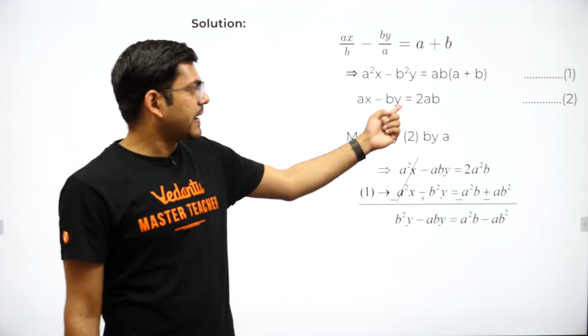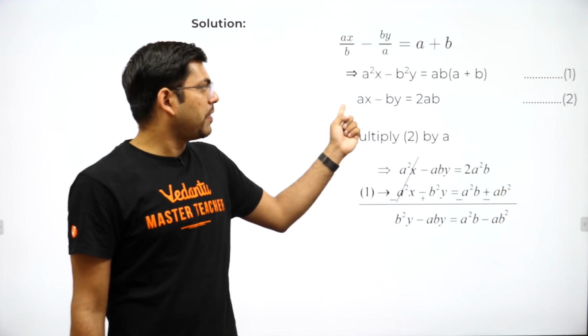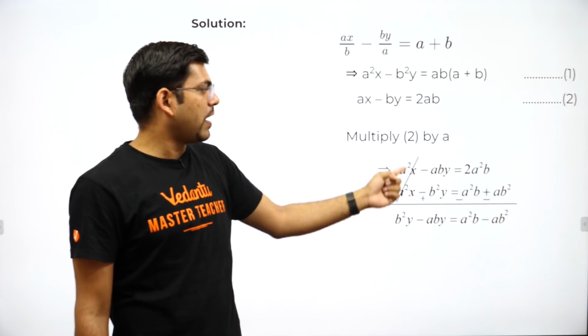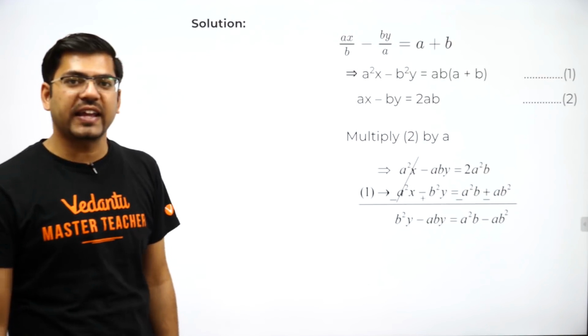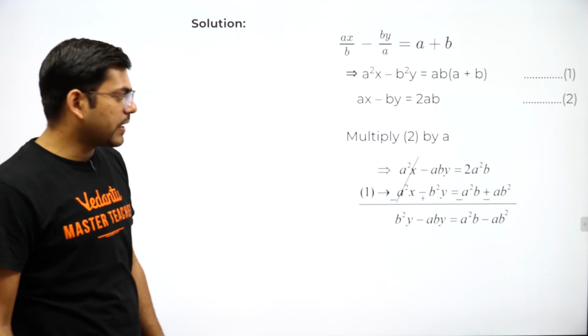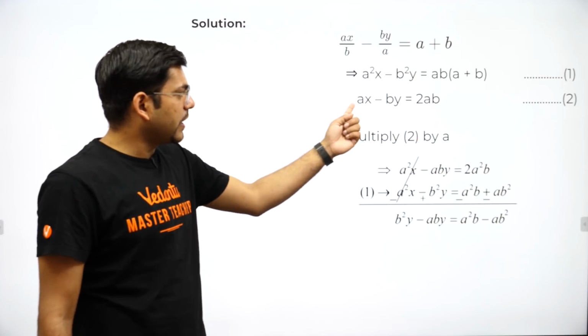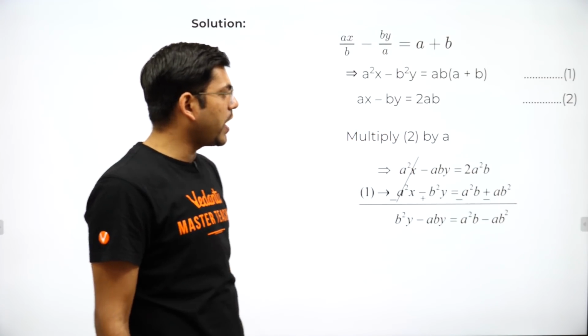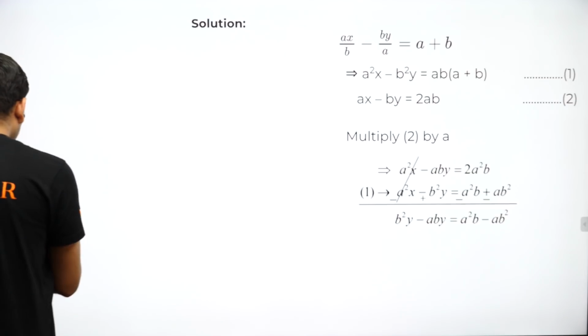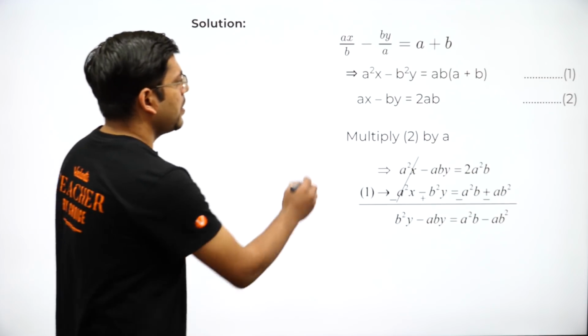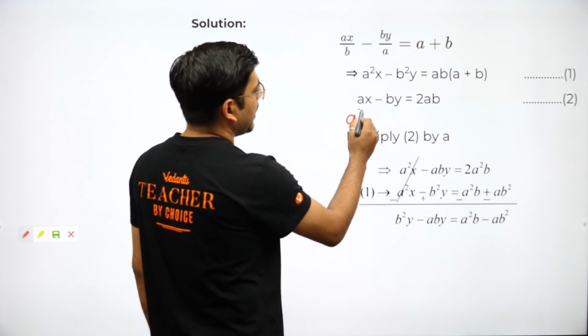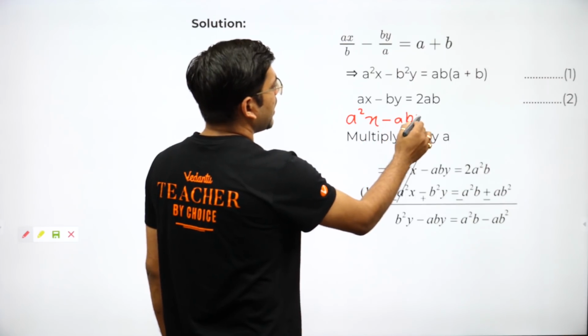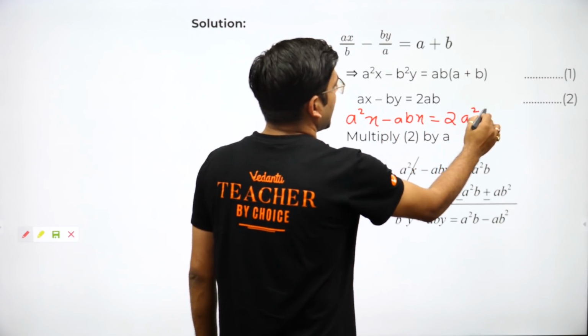I have multiplied the second equation by a so that we can make a square x and ab y, so that both the equations get cancelled after doing the mathematics. See, when I multiply the second equation by a, it will be a square x minus aby is equal to 2a square b. I'll just show you here how we are going to do that. Once I have multiplied it, it will become a square x minus aby is equal to 2a square b.